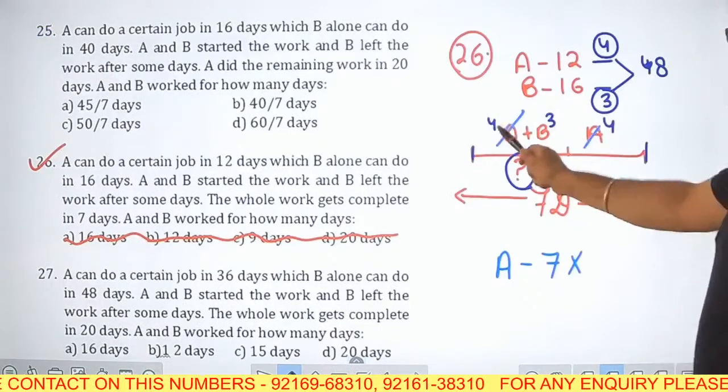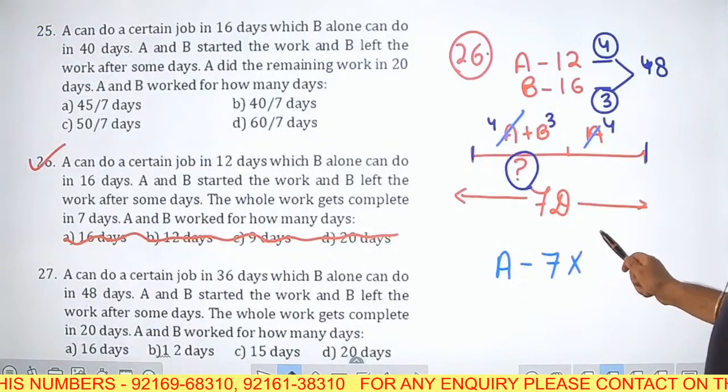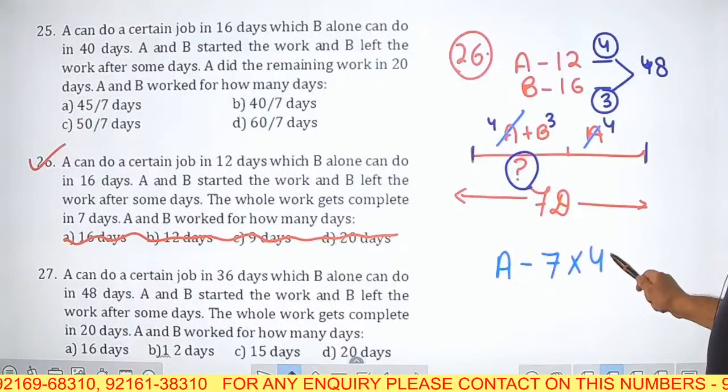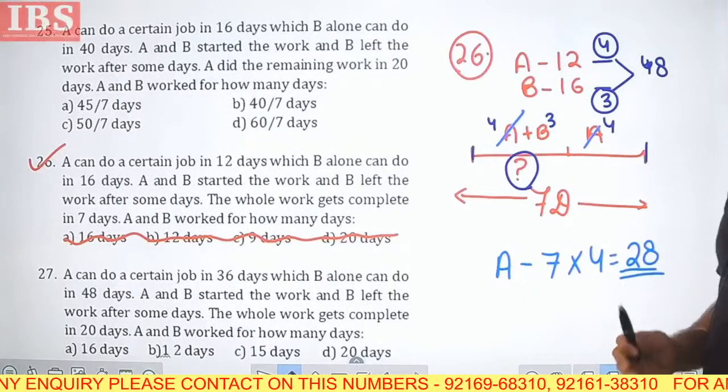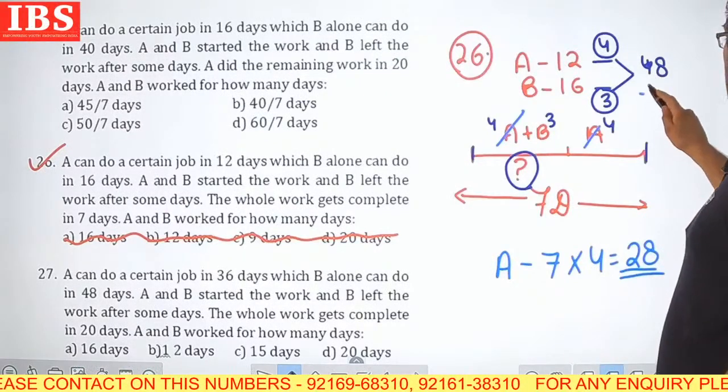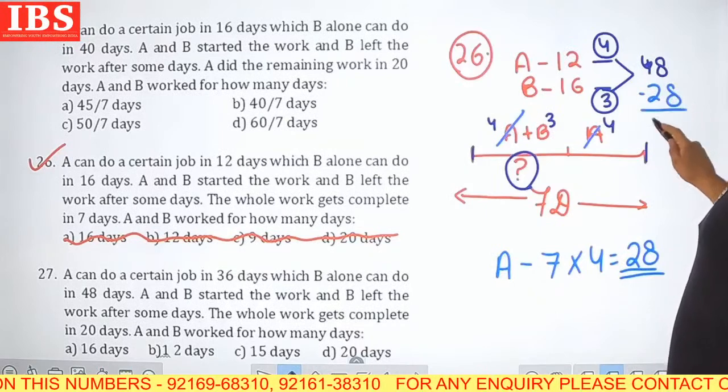Every day he works for 4, he makes 4 tables. So in 7 days he will make how many tables? 28 tables, or 28 work is done by A alone. So out of 48, 28 is done. So remaining will be 20.